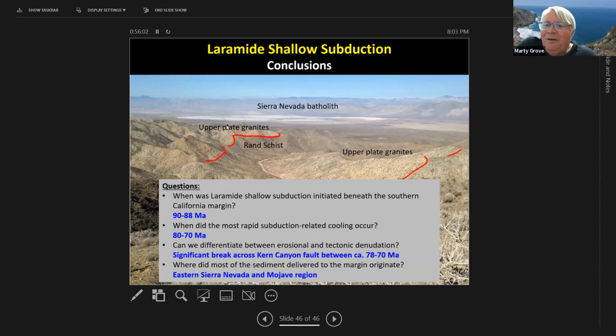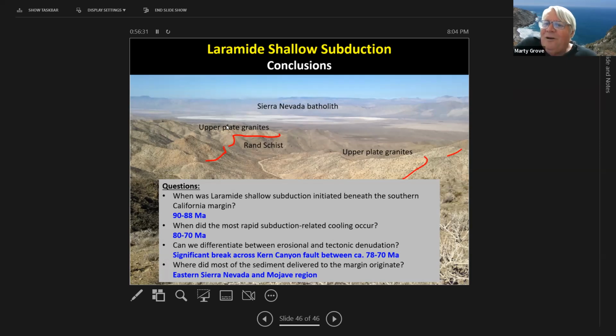So in the eastern Sierra Nevada batholith, we have evidence of accretion at approximately 77 million years. And I've attributed this to subduction erosion. You can't accrete those rocks until you've removed the lithosphere, subcontinental mantle lithosphere, and the lower crust. And so the most rapid subduction-related cooling also occurred during this interval, 80 to 70 million years.